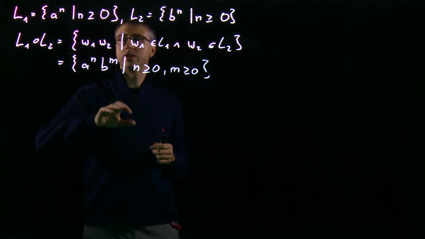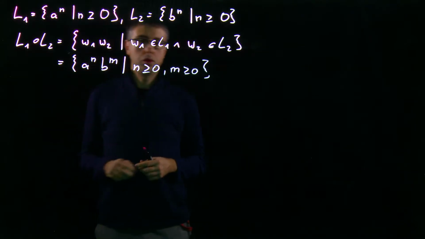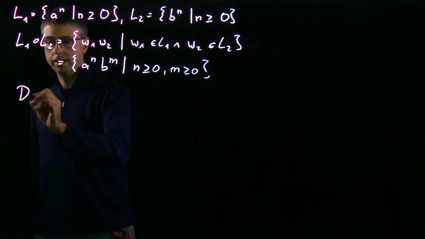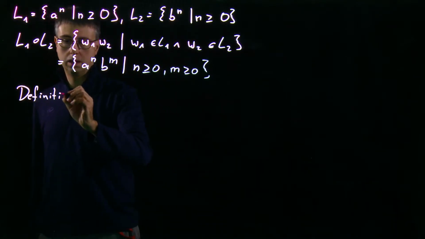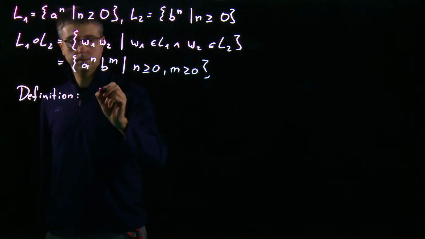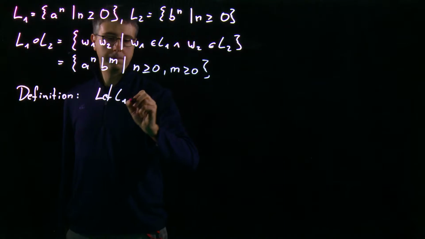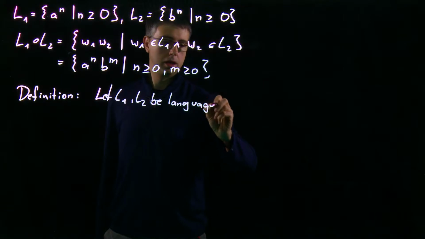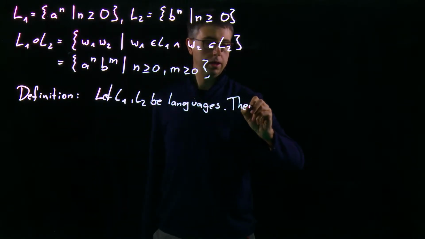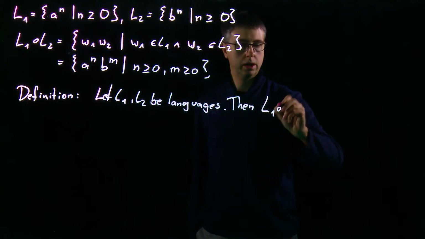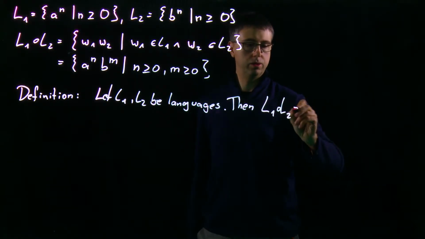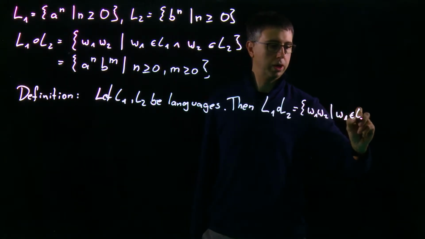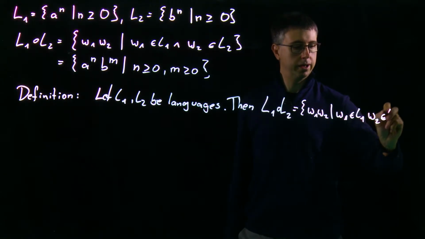Concatenation of languages is just the set of all words such that the first word is in the first language and the second in the second language. Definition. Let L1, L2 be languages. Then the concatenation of L1 and L2 is the set of all words W1 W2 such that W1 is in L1 and W2 is in L2.